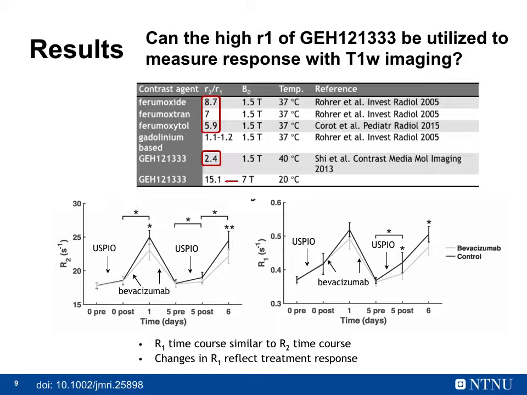Interestingly, we found that both R1 and R2 were decreased in treated tumors 1 day after USPIO injection. This suggests a reduction in perfusion or vessel permeability and thus reduced USPIO accumulation already 1 day after treatment, even though the treatment was administered after GEH-121-333 was injected. And that means that changes in the vasculature must have occurred very soon after treatment.